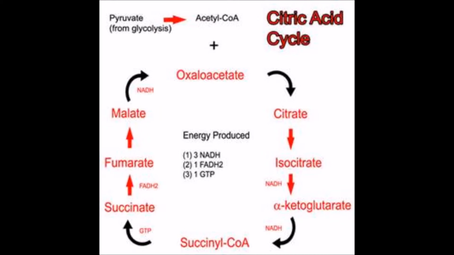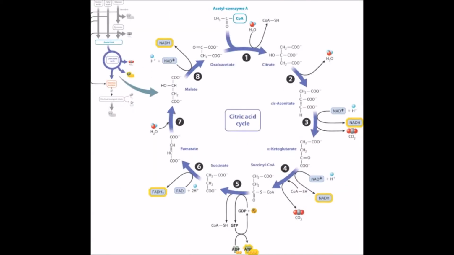Succinyl-CoA is now converted to succinate, another 4-carbon molecule, and GTP is produced, which is equal to ATP. Reaction 5 is a substrate level phosphorylation. Reaction 5 is the only substrate level phosphorylation in the citric acid cycle. Moving on to step 6, succinate is converted to fumarate while FADH2 is produced.